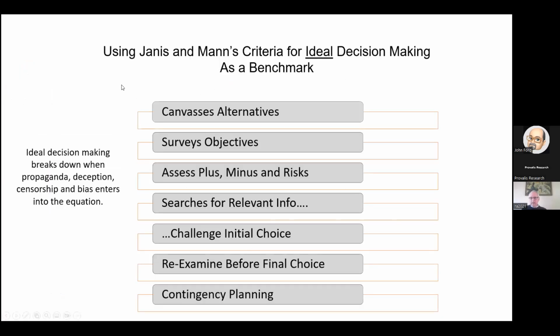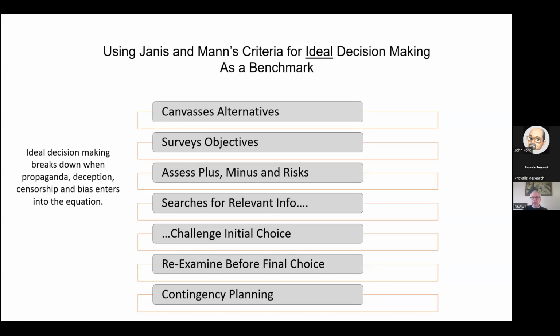What Janis and Mann said was that the way to avoid this, of course, is first to recognize what's happening to you, but insist on making sure that whenever you have a choice, you canvass all sorts of alternatives. You keep an open mind. You assess the pluses and minuses and risks of taking different courses of action. You search for relevant information. You challenge initial choices, you re-examine before you make a final choice, and you develop some form of contingency planning. This is the goal, so to speak, of what we're trying to do.